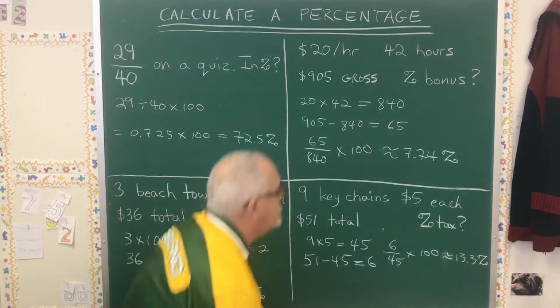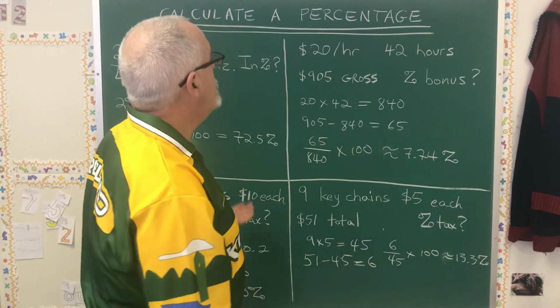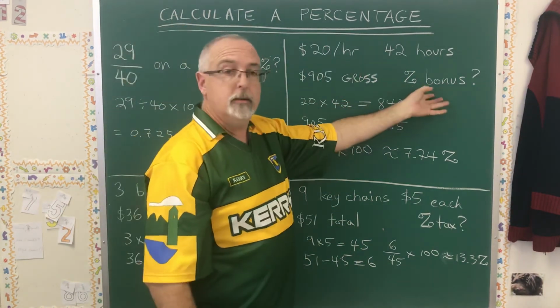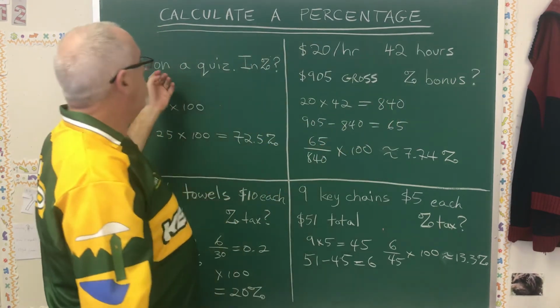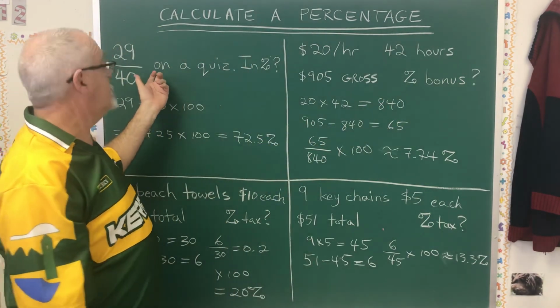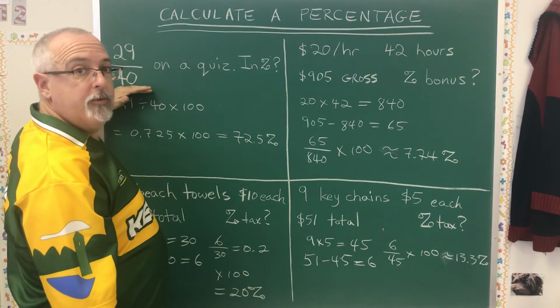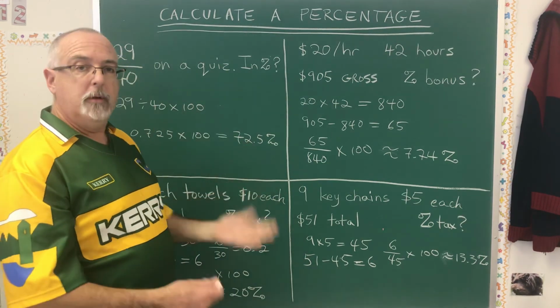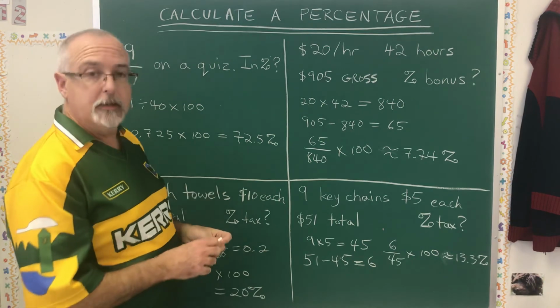We can calculate a percent deduction in the form of tax. We can calculate a percent bonus. We can calculate a percentage when we're doing a test where the grade was not out of 100, simply by dividing and multiplying by 100. This is how you calculate a percentage.